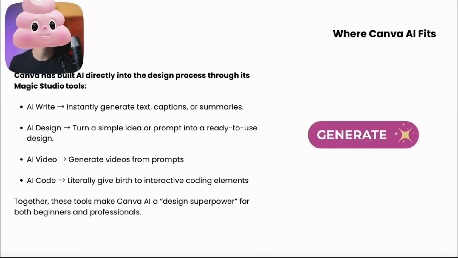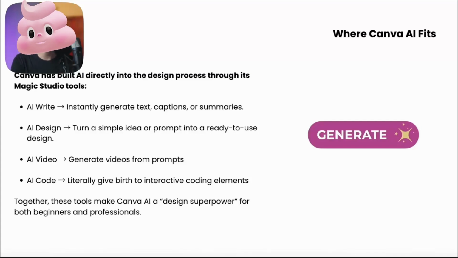With AI Write, you will simply, instantly generate text, captions, and summaries for your posts. With AI Design, well, you guessed it, you will immediately, in seconds, design, professionally, exactly what you describe to the AI design algorithm. With AI Video, you will be able to generate videos from your prompts, which could be used as B-roll, for example. You could create whole informational videos or introductory videos or commercials just with AI Video. And with AI Code, you will be able to give birth to interactive coding elements. This could be quizzes, for example, for some of your other endeavors.